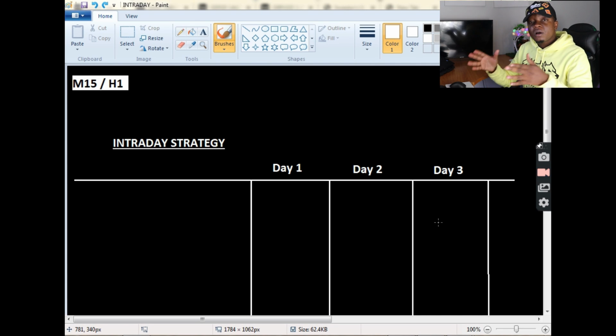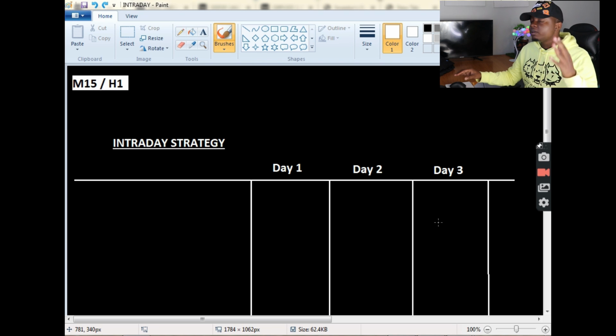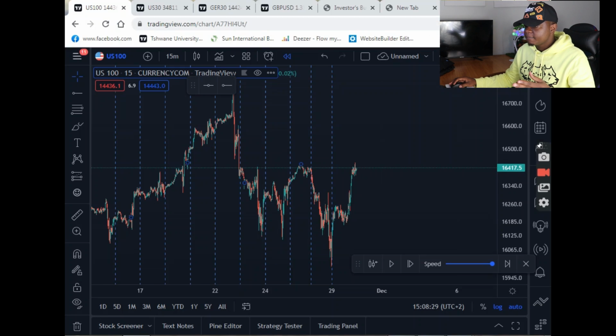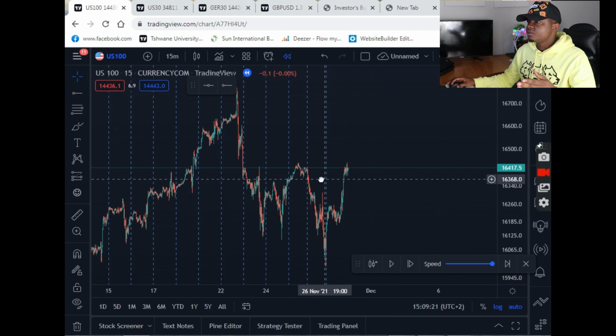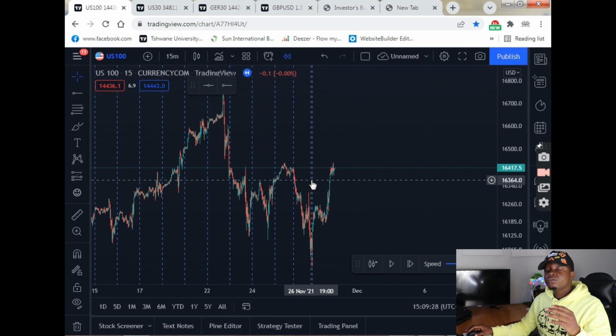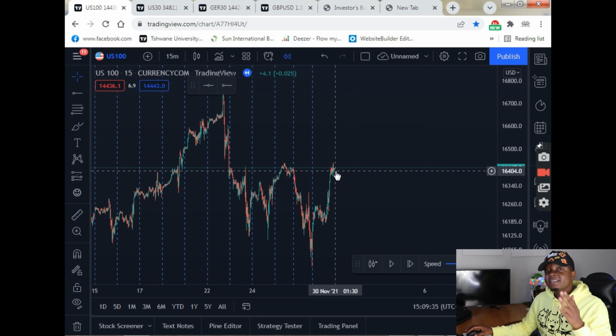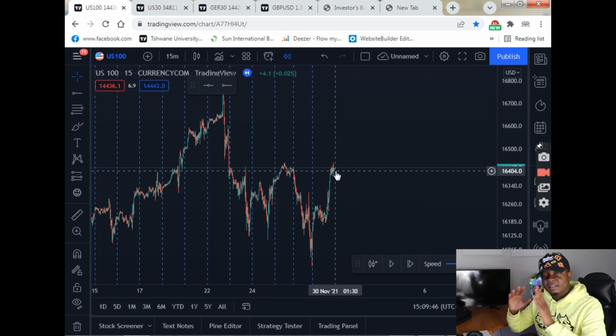Now I'm going to show you how to use this strategy on a chart. Let's quickly go to US 100. So here is US 100. I'm on M15, or you can use the H1 time frame. As I said, this strategy works best if you know the market direction. If you know that the market will go down for a day, or if you know that the market will go up for a day, then it's going to be the best strategy you can use.